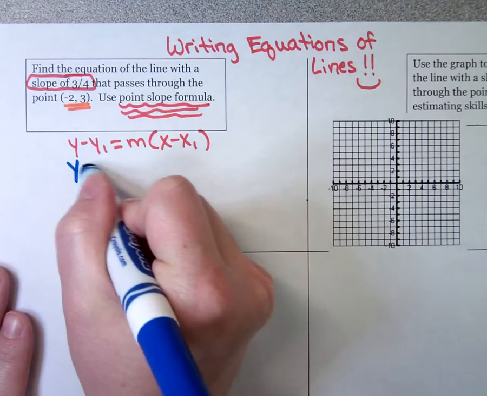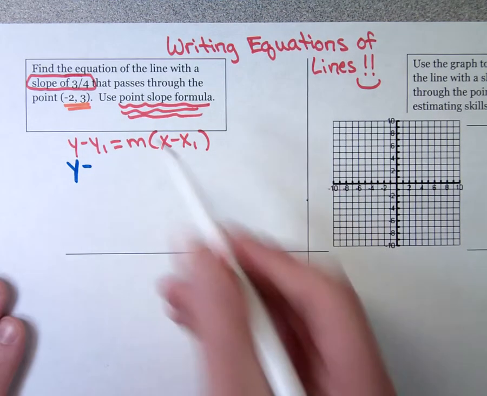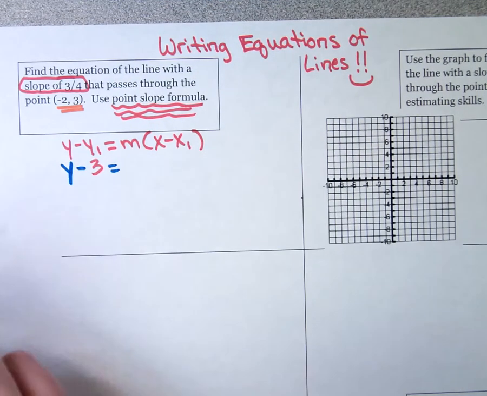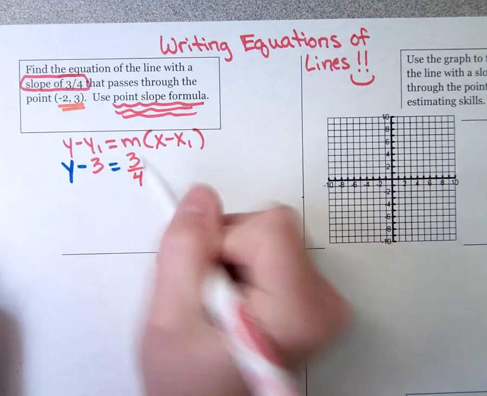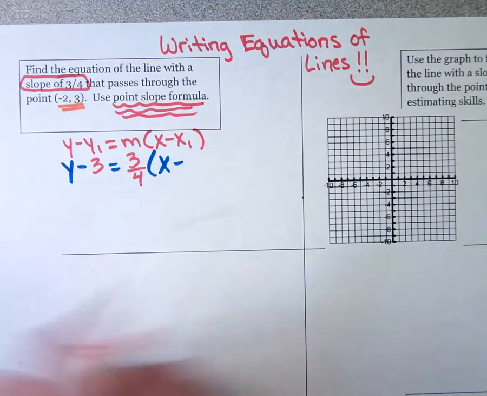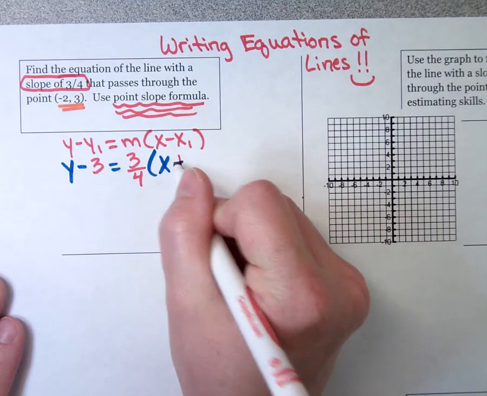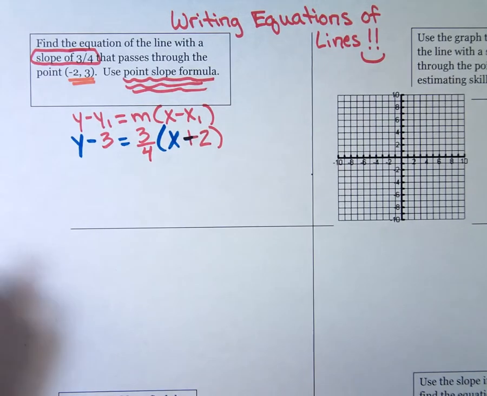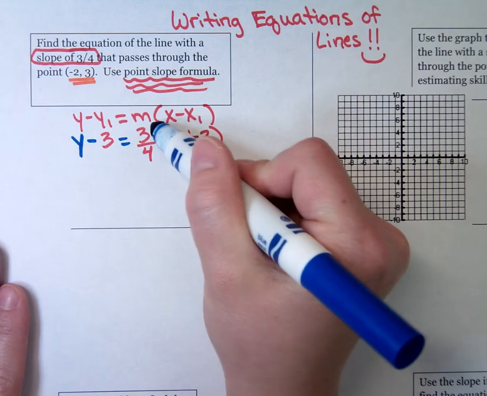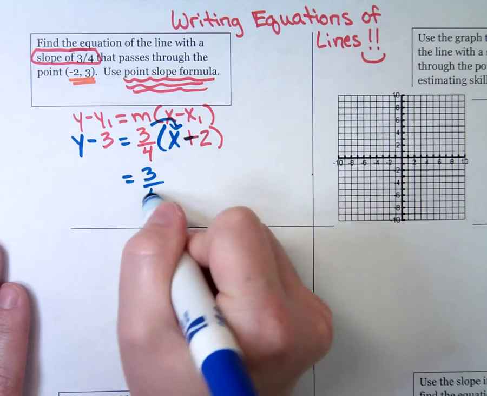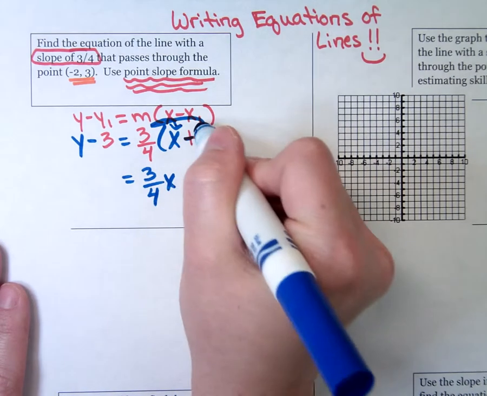So I'm going to start off y minus, which one's the y coordinate? 3. And then equals the slope, which is 3/4. And then in parentheses, it's going to go x minus a -2, which will turn into a +2. Okay, I want to keep going. I want to convert this to slope-intercept form. So the next thing I would do is distribute that 3/4. So what is 3/4 times x? 3/4 x.